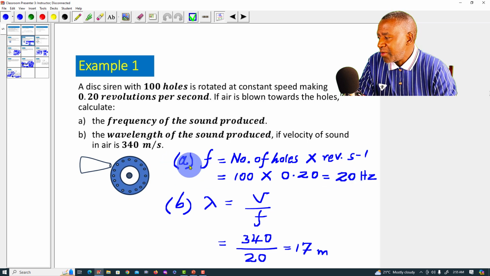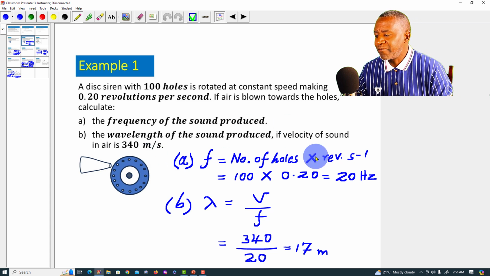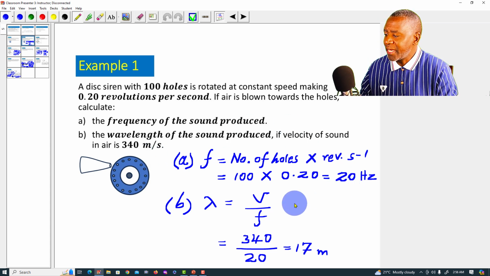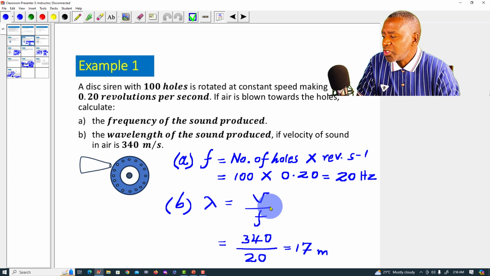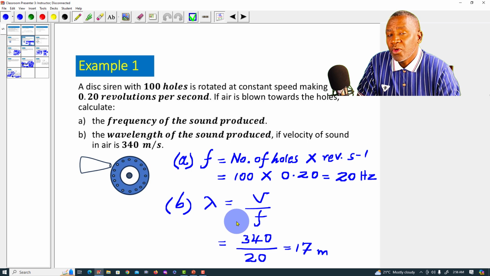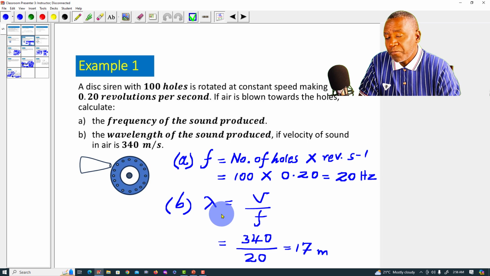However, in part B, the wavelength of the sound produced if the velocity of sound is 340 meters per second. So we already have the frequency, and we know the speed. We have the frequency of 20 Hz, and the speed is 340. So by using the equation, which is v = fλ, remember we agreed that sound, being a wave, obeys or follows the wave equation. It must obey the wave equation, which is speed is equal to frequency times wavelength.